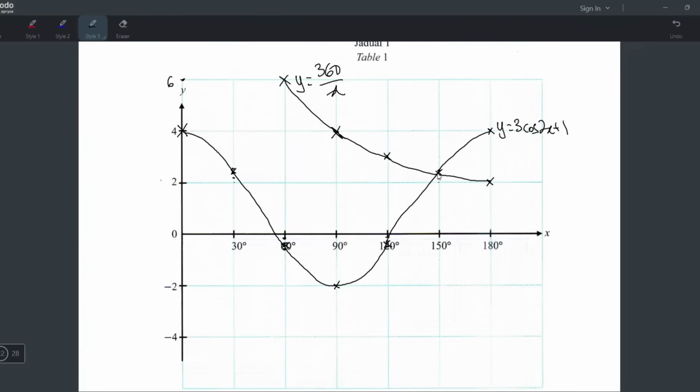Just write the NOS. So the NOS is 1 lah. But for this case, they want the number of solutions. It means you have to go here and actually baca the x coordinate. Yeah, you have to read the x coordinate. So it's here lah. So it's 150 tolak satu kotak.